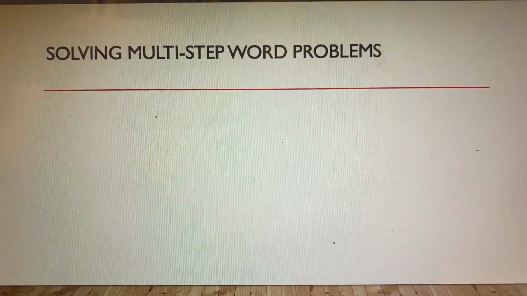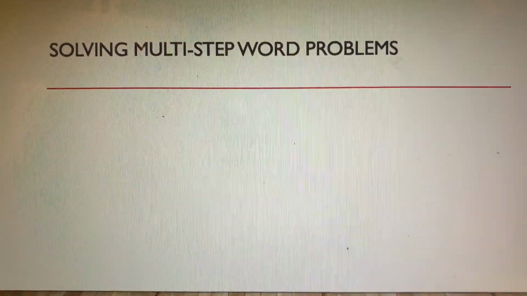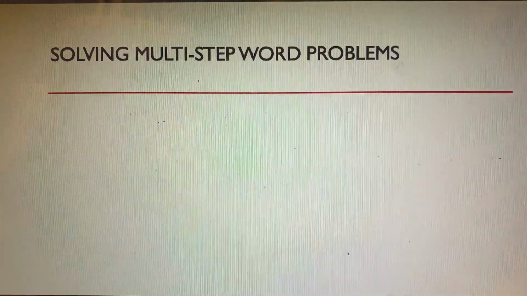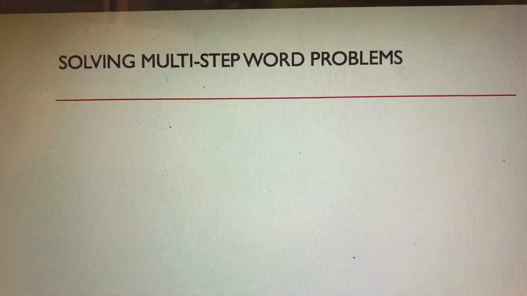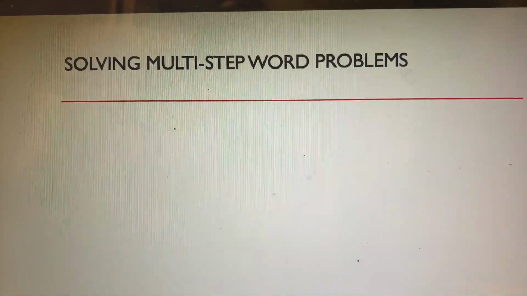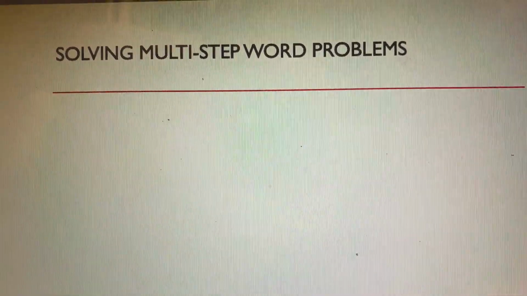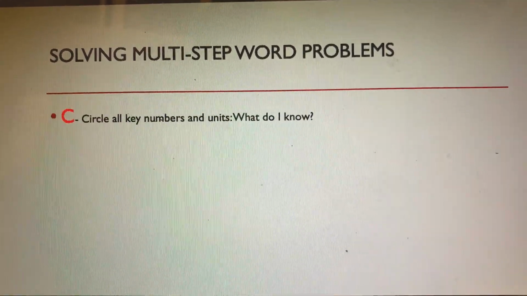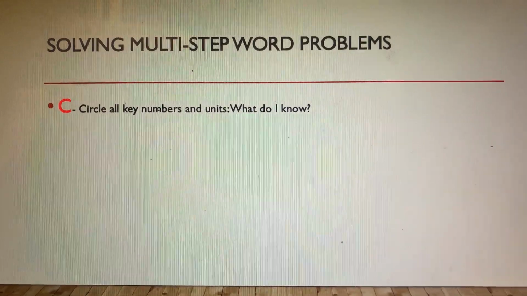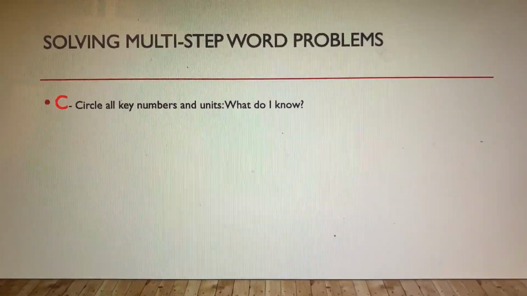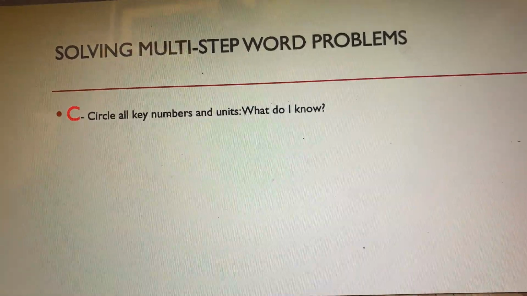So as I mentioned, we're going to be using what's known as the cubes method. The cubes method is a great way to pull things out, identify them, and place them into order, as well as into basis of necessity, as we'll learn. So the first step in cubes is the C, of course. It's to circle all key numbers and units, find out, what do I know? What are they telling me within this text? What information is right there already?